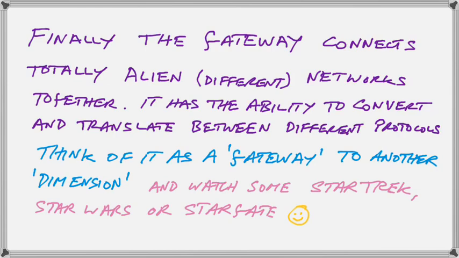Finally, we get to the gateway, which connects totally alien, different networks using completely different addressing schemes and everything. It has to have the ability to convert and translate between different protocols. Haven't you watched your science fiction movies? You have a gateway to another dimension.